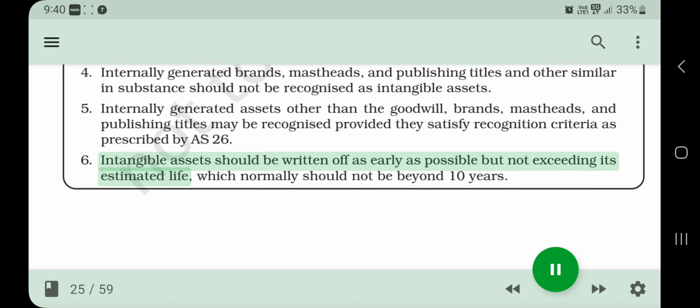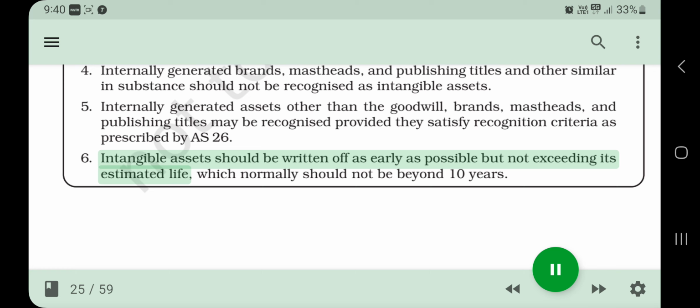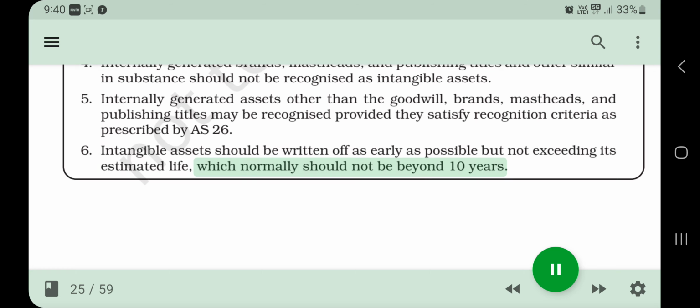6. Intangible assets should be written off as early as possible but not exceeding their estimated life, which normally should not be beyond 10 years.